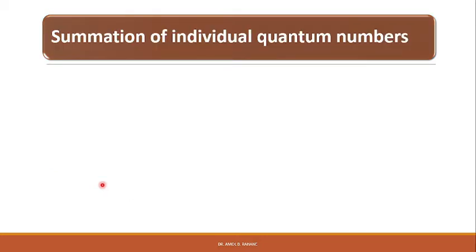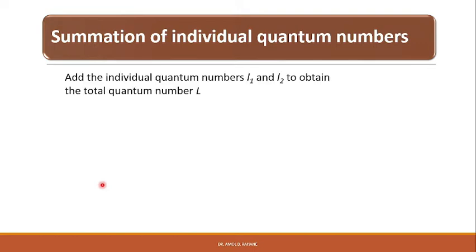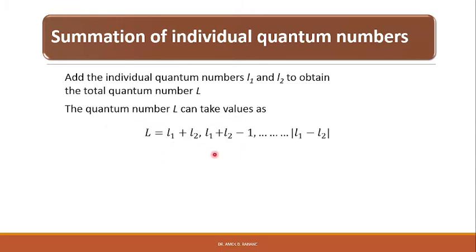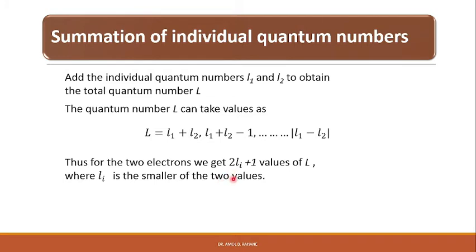Another method is summation of individual quantum numbers. In this method we add the individual quantum numbers L1 and L2 to obtain the total quantum number L. The quantum number L can take values as L is equal to L1 plus L2, L1 plus L2 minus 1, up to mod of L1 minus L2. The modulus sign indicates that we have to take the positive value. Thus for the two electrons we get twice Li plus 1 values of L, right, where Li is the smaller of the two values.